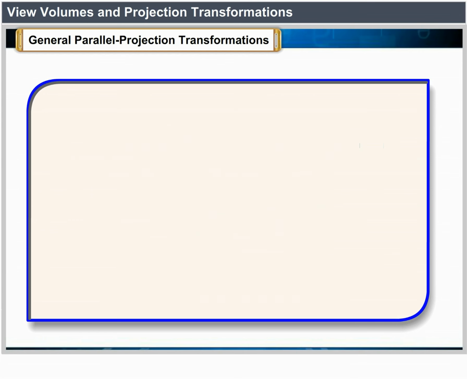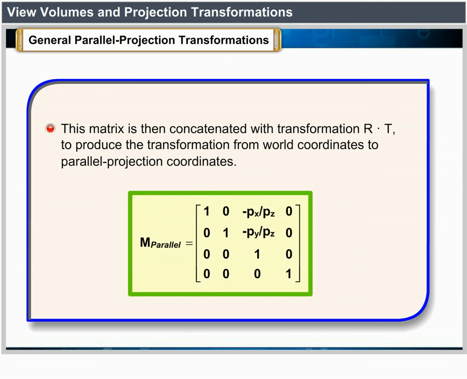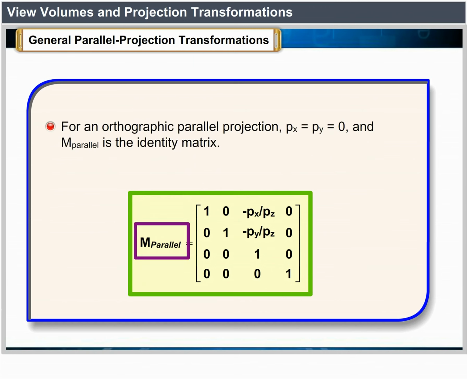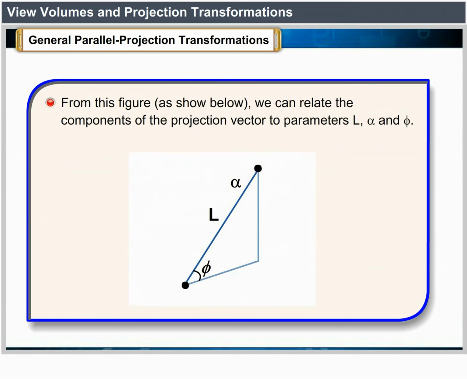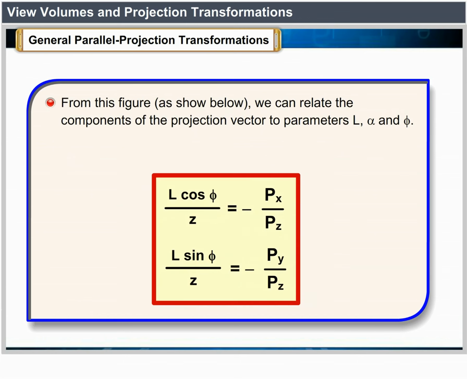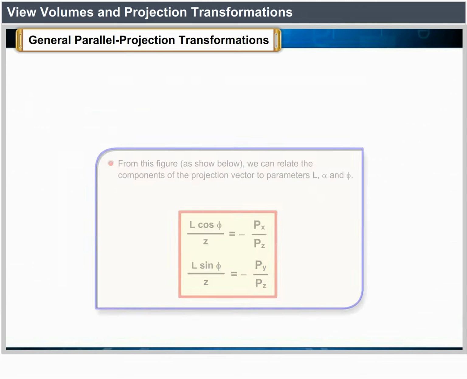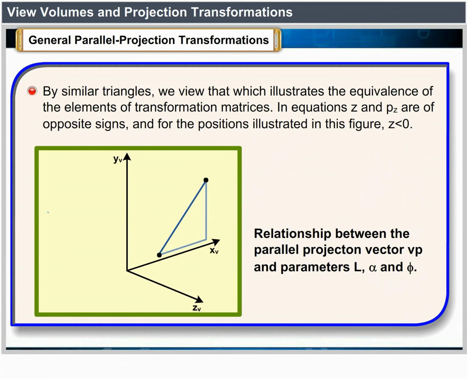This matrix is then concatenated with transformation R and T to produce a transformation from world coordinates to parallel projection coordinates. For an orthographic parallel projection, Px equals Py equals 0 and M parallel is the identity matrix. From this figure, as shown below, we can relate the components of the projection vector to parameters L, alpha and phi. L cos phi over z equals minus Px over Pz, L sin phi over z equals minus Py over Pz. By similar triangles, we see that which illustrates the equivalence of the elements of transformation matrices.